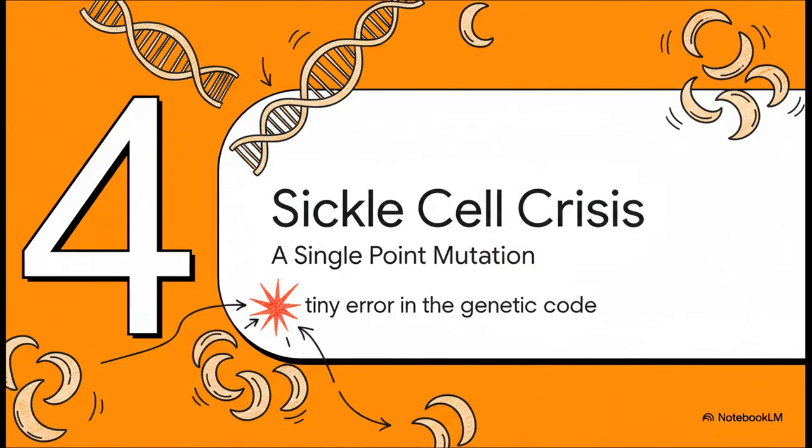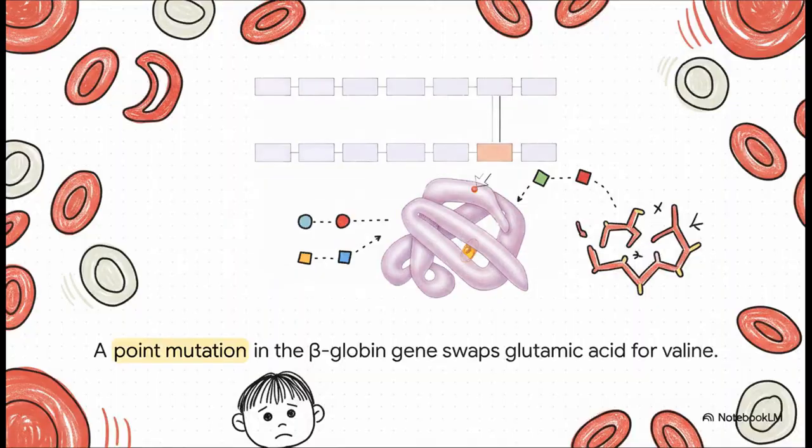So we've gone from the immune system, but now we're going to go even deeper, like all the way down to the DNA itself. This is sickle cell disease, and it's just a wild example of how one tiny little error in our genetic code can have absolutely massive, devastating consequences. I mean, just look at this. It's kind of mind-blowing that this is where it all begins.